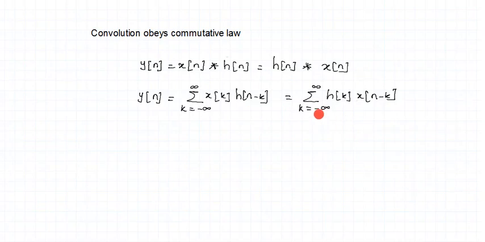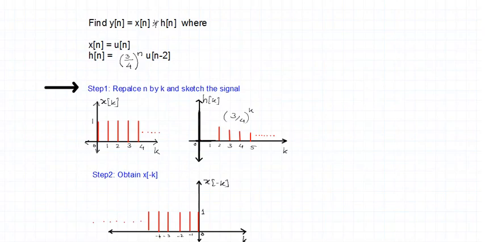In many cases, if we go for the equation wherein we keep x of k fixed and h of k is shifted and overlapped on x of k, sometimes the problem becomes simpler to solve. Both representations result in the same result. So let us apply this commutative law to simplify this particular problem wherein yn is xn convolved with hn, xn is u of n, and h of n is 3 by 4 raised to n, u of n minus 2.